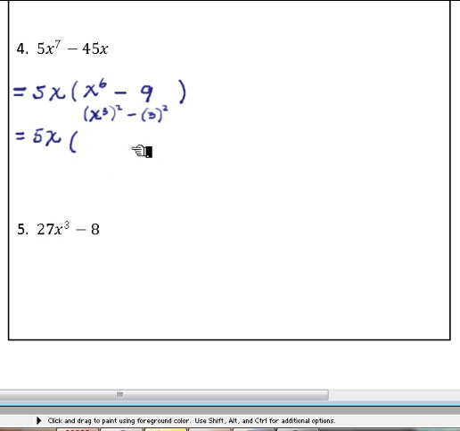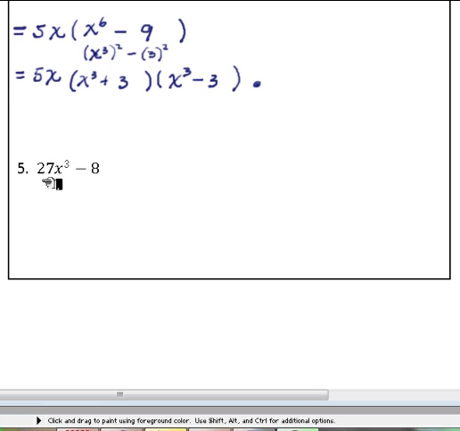All right, so now let's factor that. Put down your 2 parentheses. And here we have x cubed plus 3 and x cubed minus 3. All right, so that's factored completely.